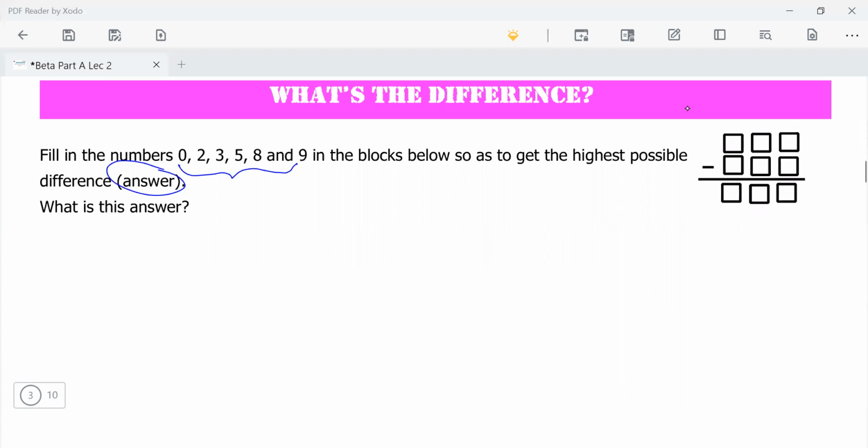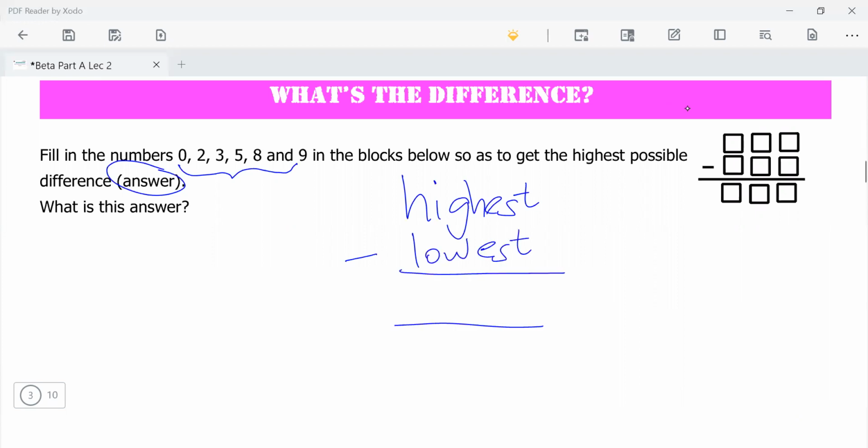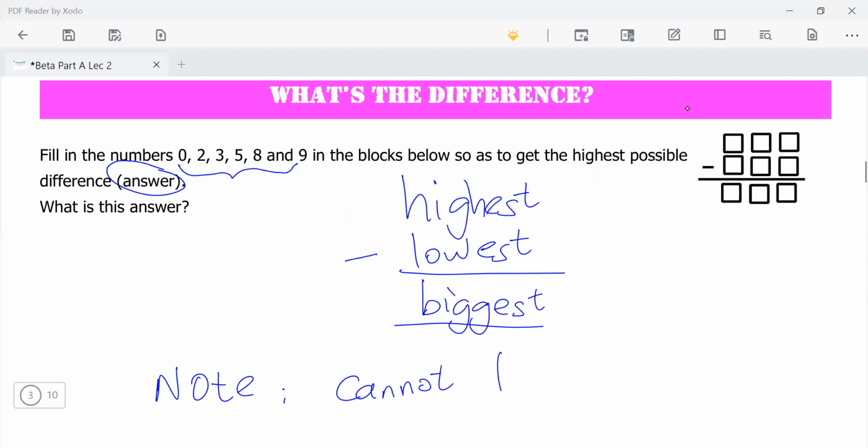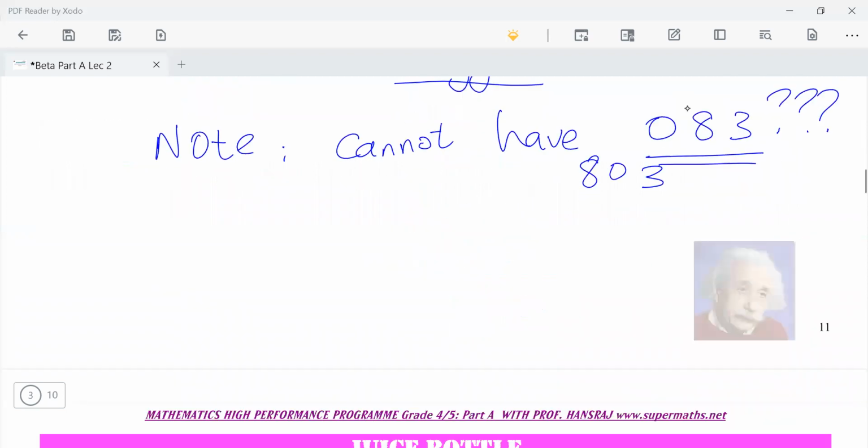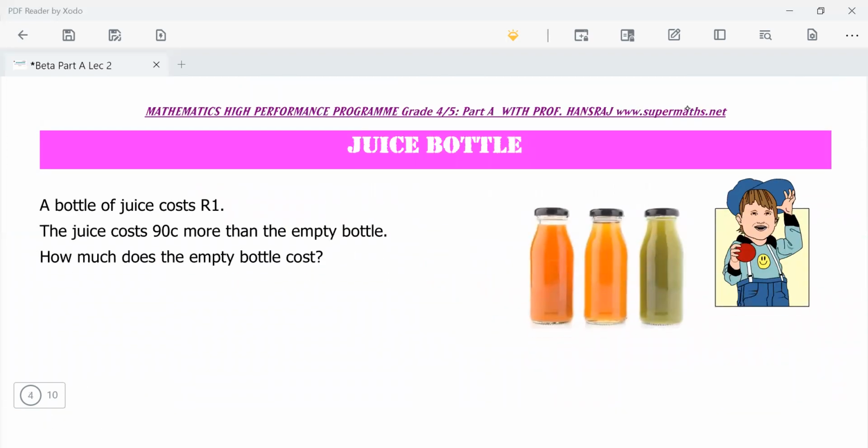Well, I think you have to agree that the highest one should be on the top and the lowest should be below it. In this way, you will get the biggest possible difference when you subtract. The question is, how do you get the highest number? How do you get the lowest number? Note, you cannot use a 0 in the start. So you cannot have 0, 8, 3. It's not allowed. You can have 8, 0, 3 if you like, but not 0, 8, 3. So you try this out and see if you can make some progress.